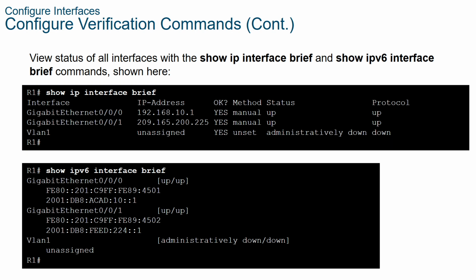So view the status of all interfaces with show IP interface brief and show IPv6 interface brief. We have two examples here on the R1 router. With show IP interface brief, we can see GigabitEthernet 0/0/0 and 0/0/1, and their settings, showing the IP addressing for them, and the fact that they're up and running and the protocol is also up. We also see the settings for show IPv6 interface brief, and again we can see the IP addresses for those.